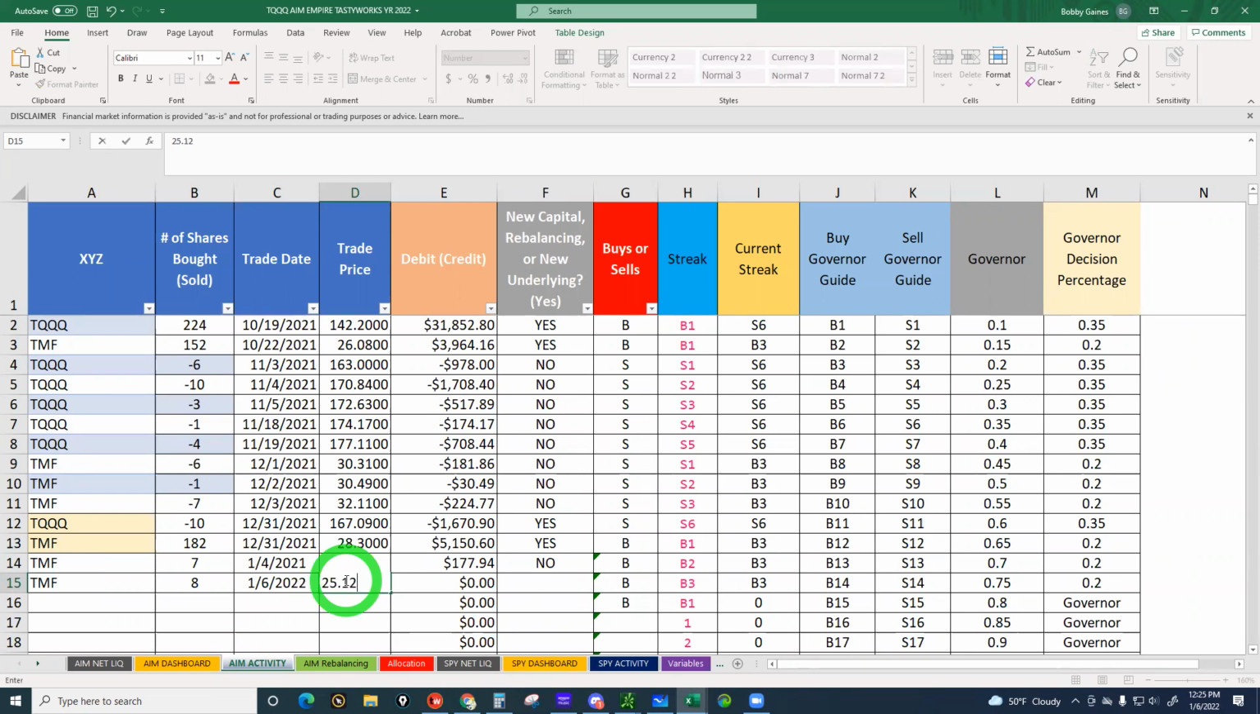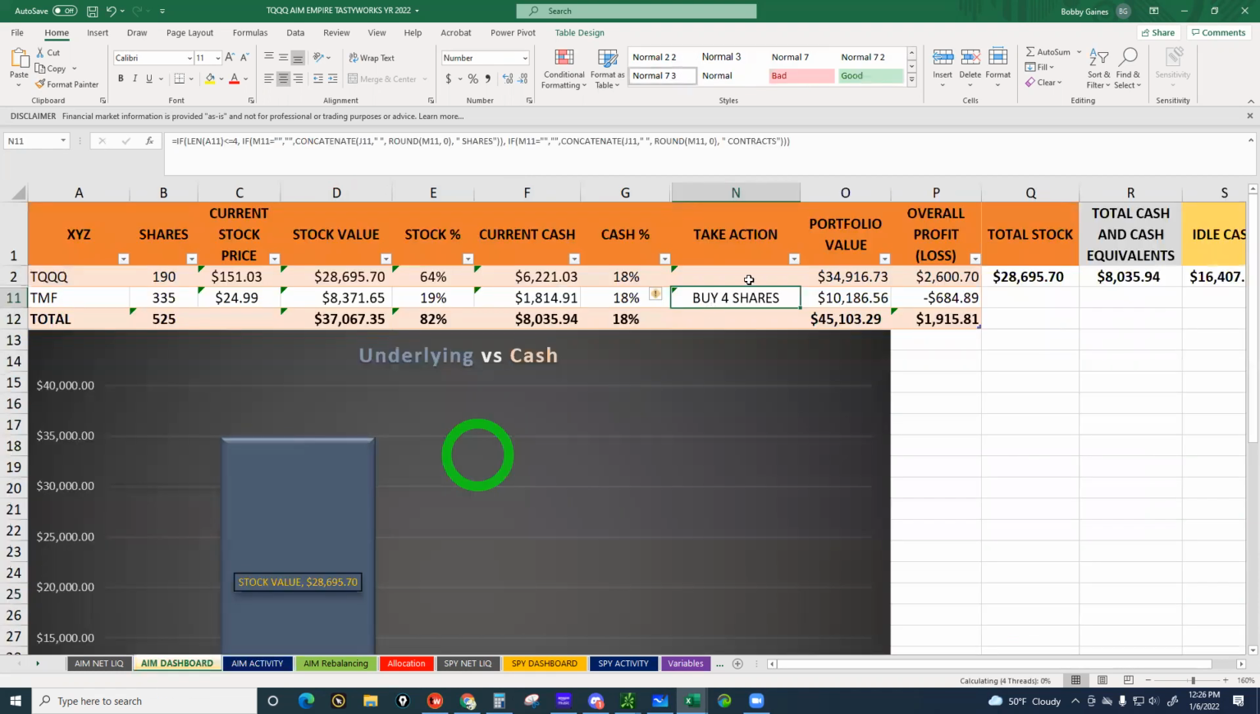$25.12. And then you got to put in, is it new counts, rebalancing, or new underlying? And the answer is no. It's just a regular signal. So regular signals get no. And it really is important whether you put no or yes there. It really, really is. So this is not a rebalancing. It's just a signal. So put no there. So we go back over here, and it says buy 4 shares.